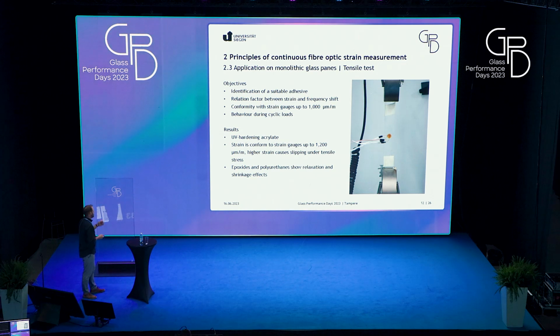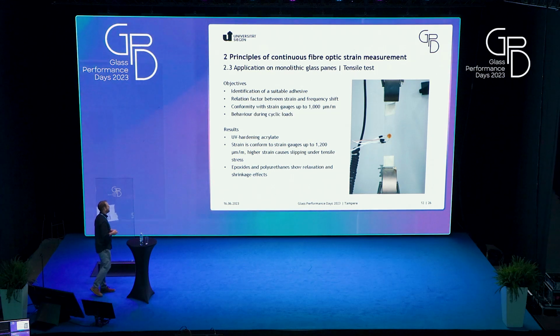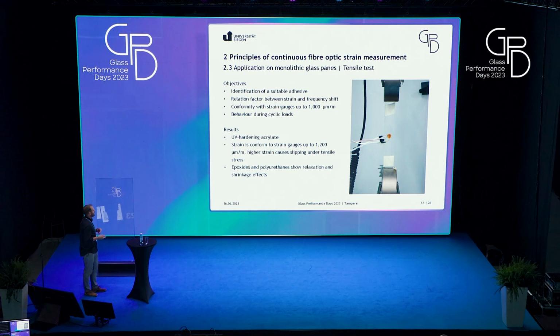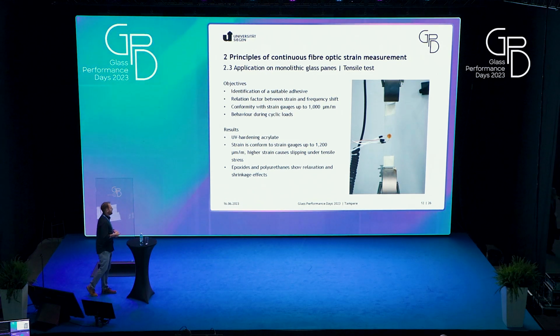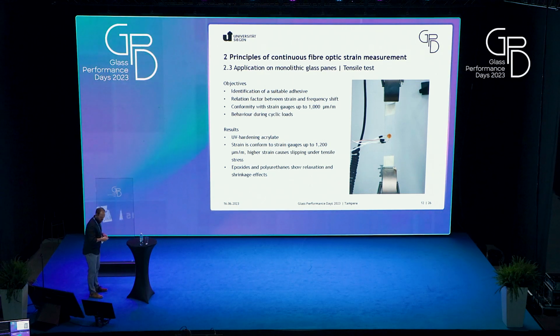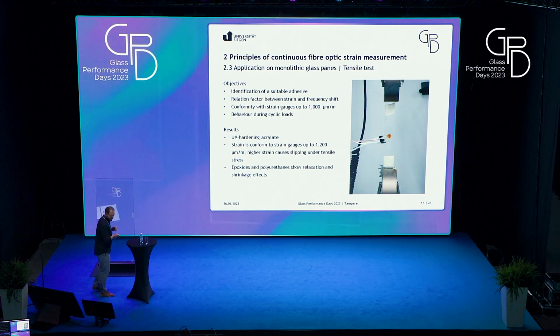And the results are that a UV hardening acrylate is suitable, the strain conforms up to 1,200 micrometers per meter, and higher strain causes slipping under tensile test. So more than 1,200 micrometers per meter is not very good. Oh, I think I have to hurry up a little because there are only 5 minutes left. Okay.